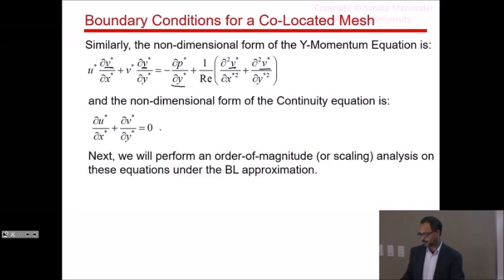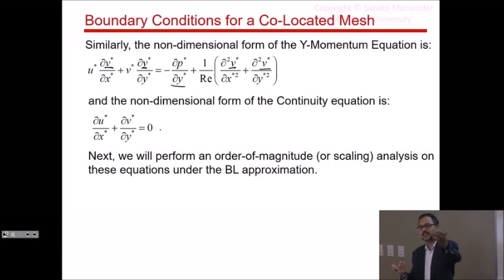Next, we will perform a so-called order of magnitude or scaling analysis of these equations under the so-called boundary layer approximation. The reason we did non-dimensionalization is because this kind of order of magnitude analysis can only be performed on non-dimensional equations. If you have a dimensional equation, then depending on the units that you're using for each quantity, you can have a magnitude of that quantity that may be 1 million or 1. But when you non-dimensionalize, that's gone.